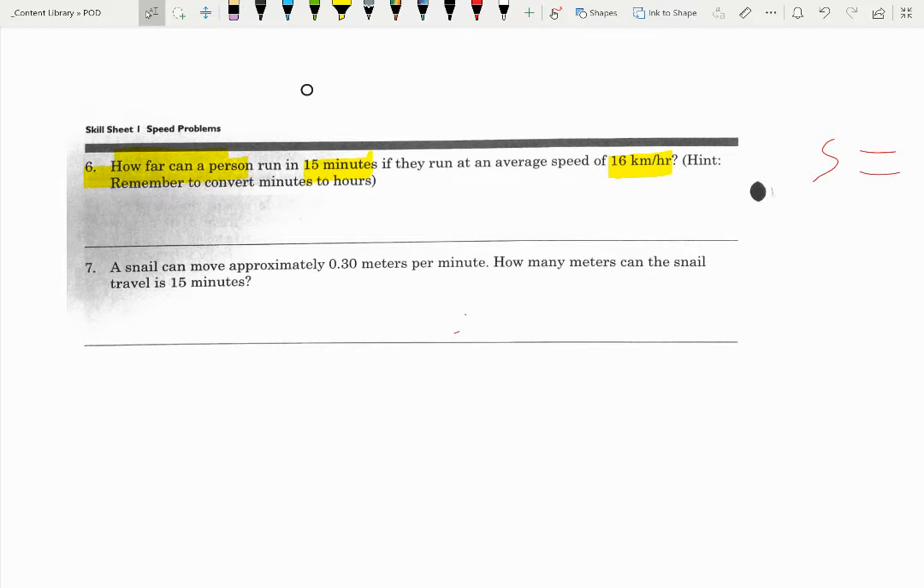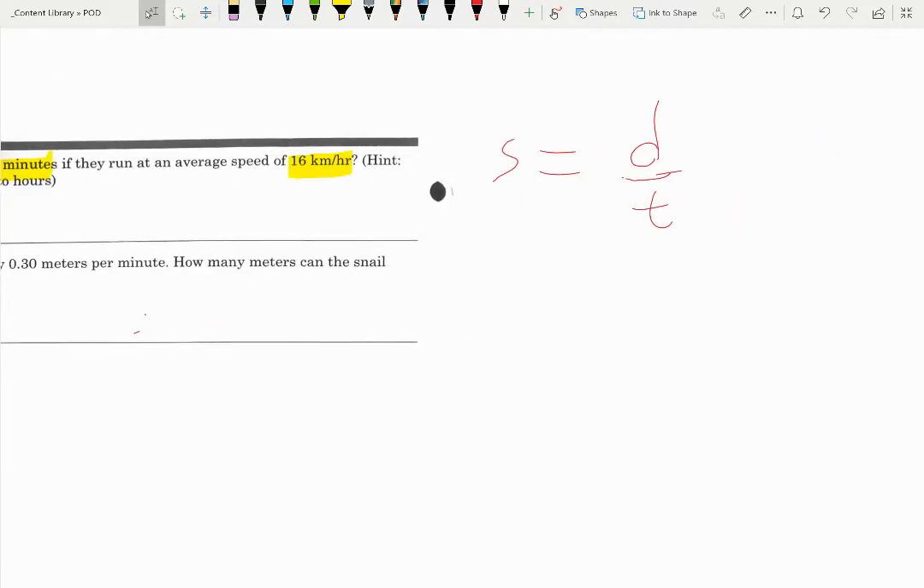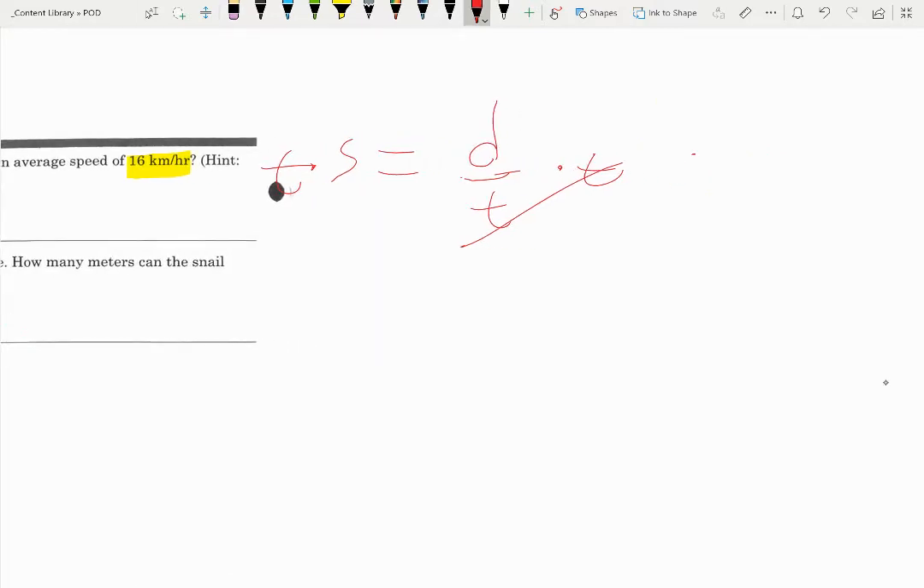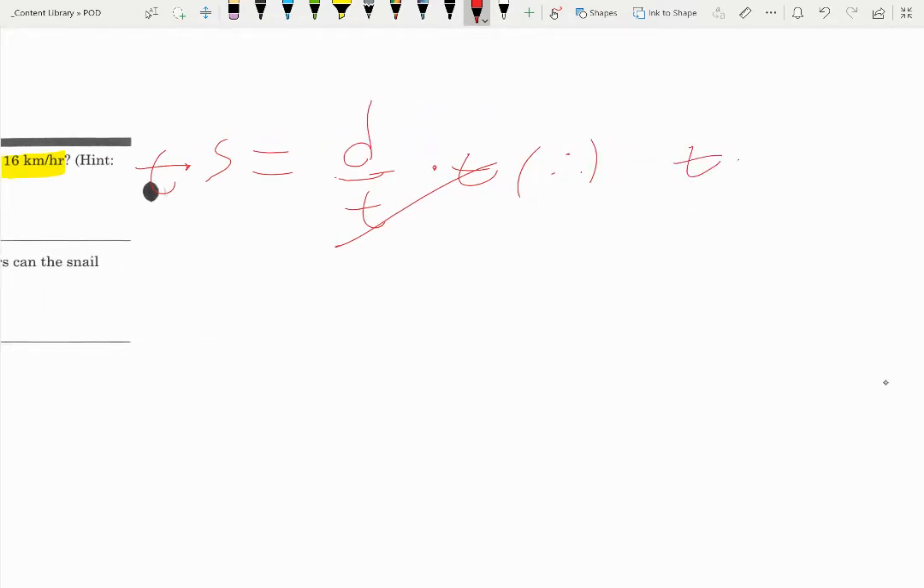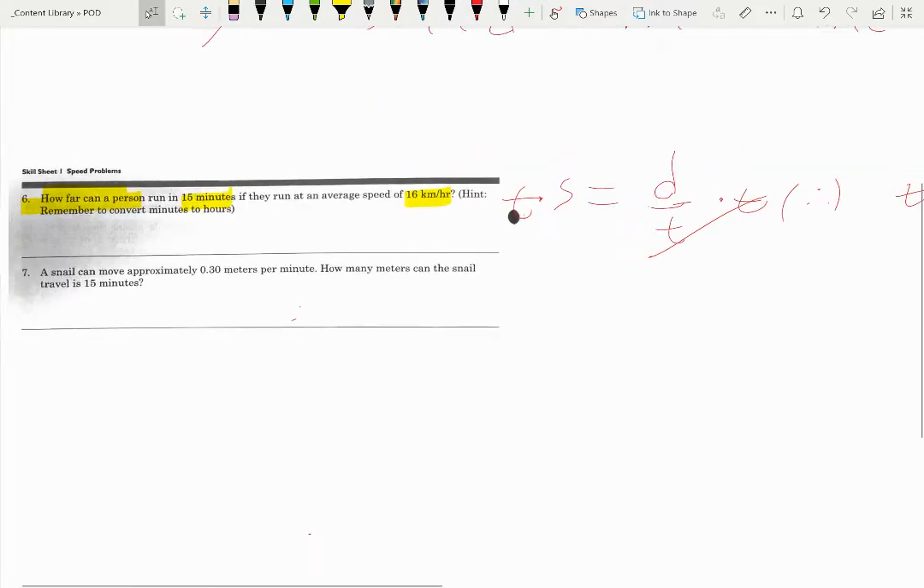All right. So since that is the case, if we multiply both sides by time, time cancels on the right side, and therefore, boom. Sorry, I don't know what that is, but we will ignore. And time multiplied by speed will be our distance.